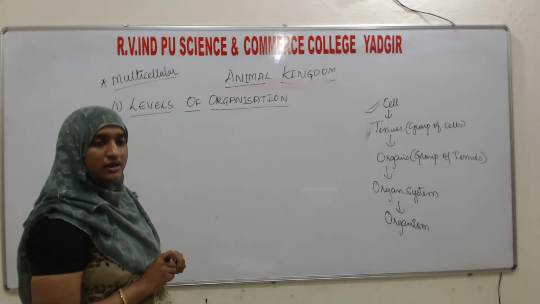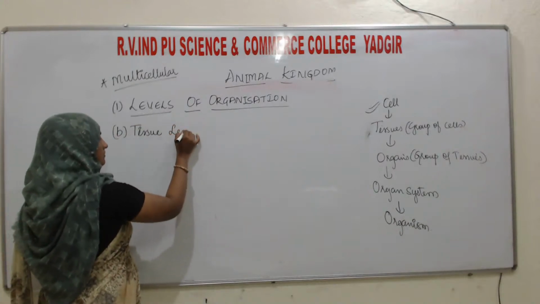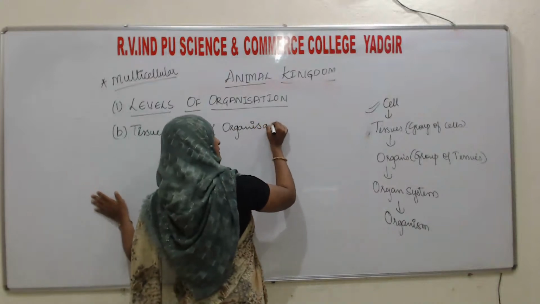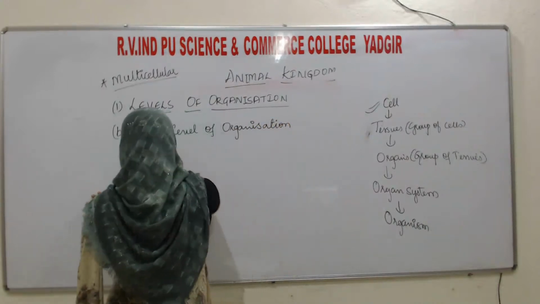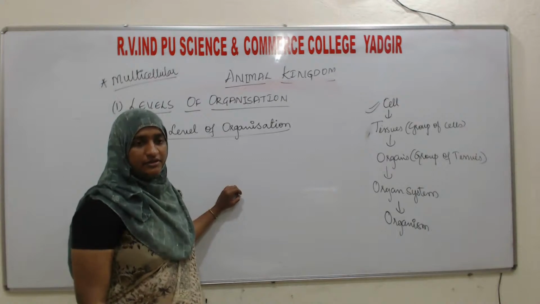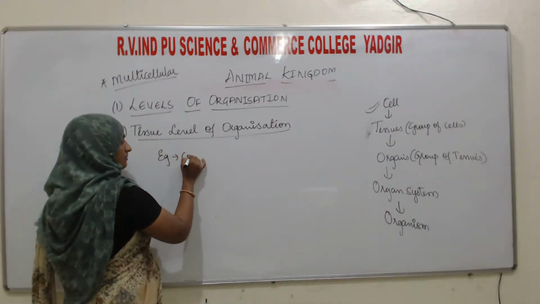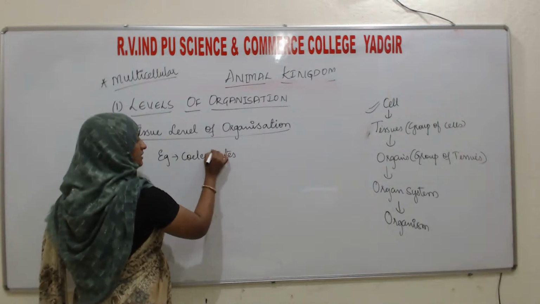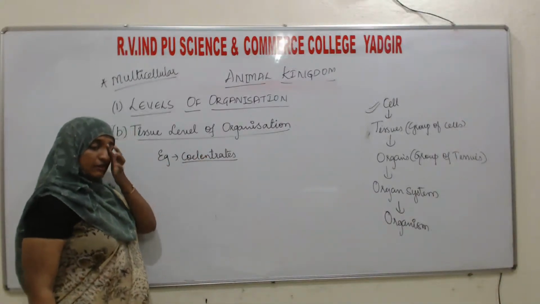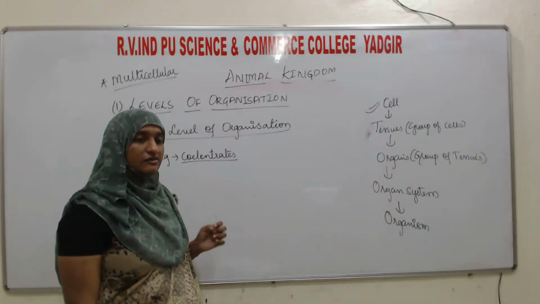Next, tissue level of organization. In the tissue level of organization, some animal names and phylum names are given, such as Cnidaria. Cnidaria is the name of the phylum. Here some animals have been classified into the Cnidaria phylum. So here the arrangement of cells is more complex.